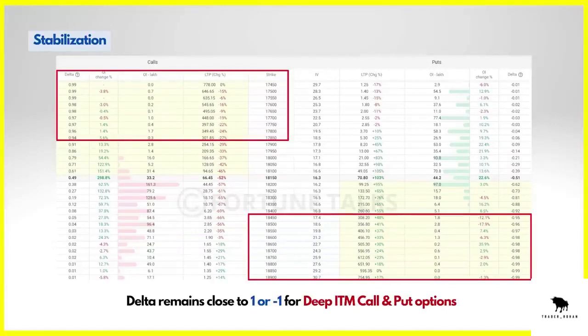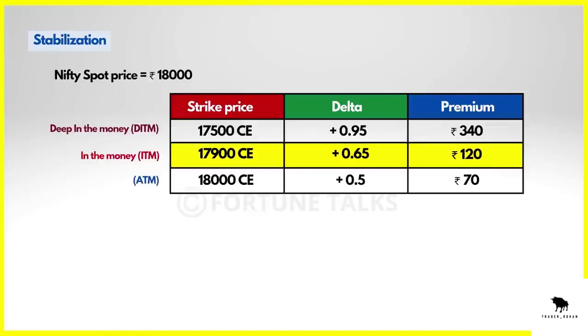Now let us understand how this works. Consider Nifty spot price to be 18,000 and consider two call option strikes, namely 17,900 and 17,500. 17,900 is a slightly in the money option having a delta of 0.65 and a premium of 120 rupees, while the 17,500 call option has a delta of 0.95, or assume it to be 1, and it has a premium of 340 rupees.